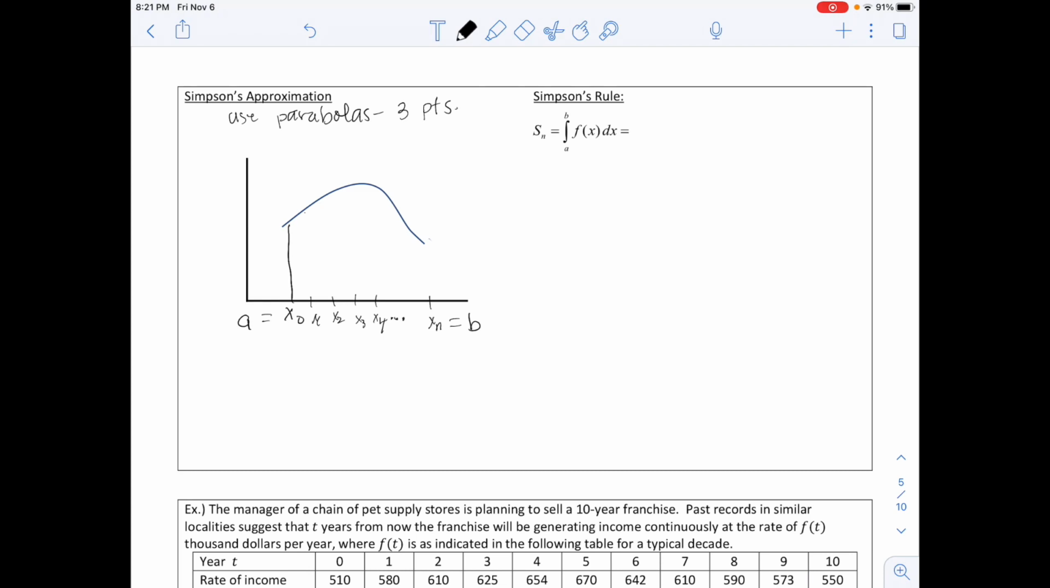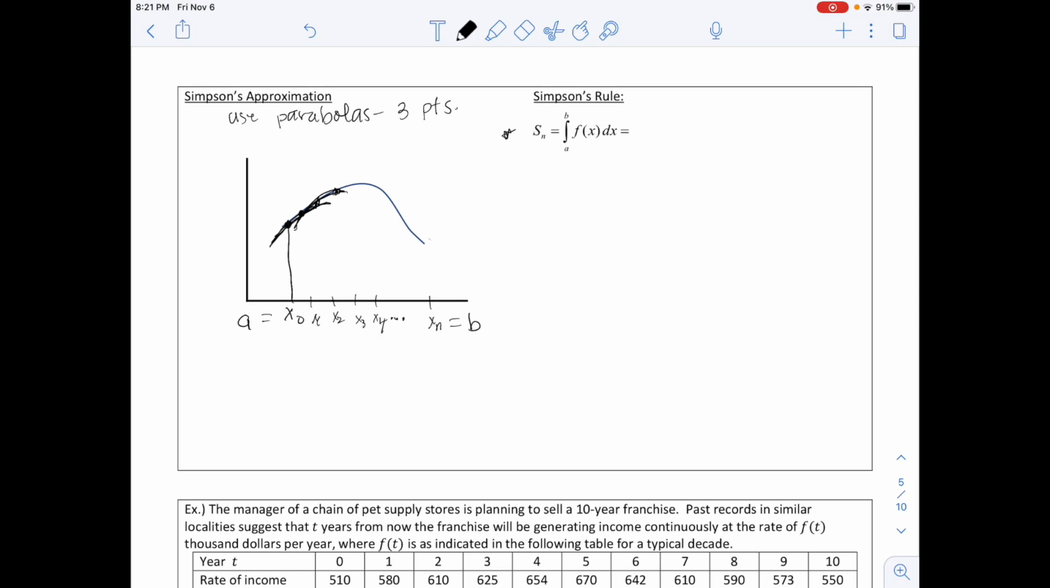So if I have 3 points, here's point 1, point 2 when I substitute in x1, and then when I substitute in x2, I can connect these and draw a parabola. And if you notice, it looks very similar to the shape of the curve for the graph. And again, you can do that again when you use x1, x2, and then x3 in the next 3 points, and connect those and draw a parabola. And this gives, again, a better approximation to the area under the curve.